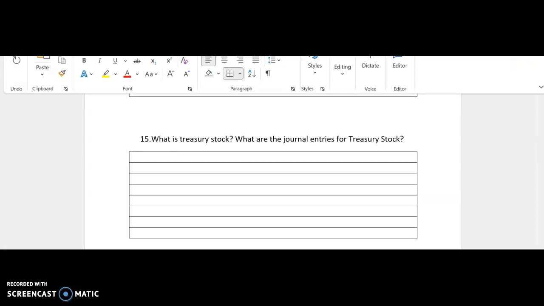Okay, treasury stock. So treasury stock is when we buy back our own stock. Okay, and what are the journal entries for the Treasury stock? So we're going to debit Treasury stock and then credit cash because we're buying it back. Okay, and then when we turn around and sell it, we're going to debit cash and credit Treasury stock, but only for the amount that we bought it back for.